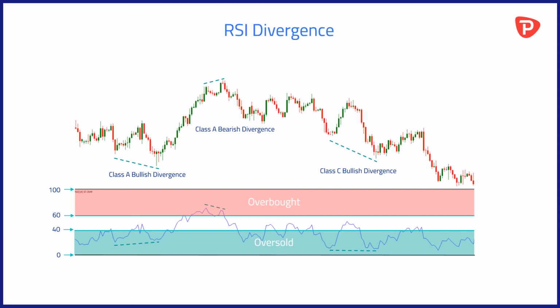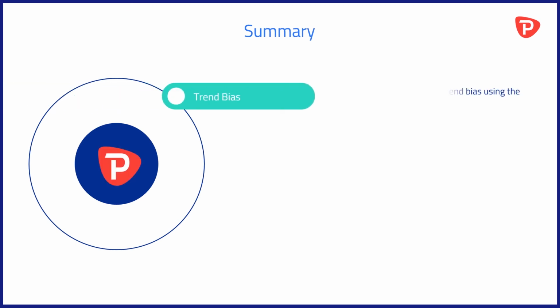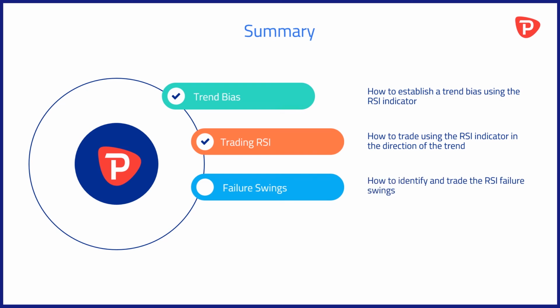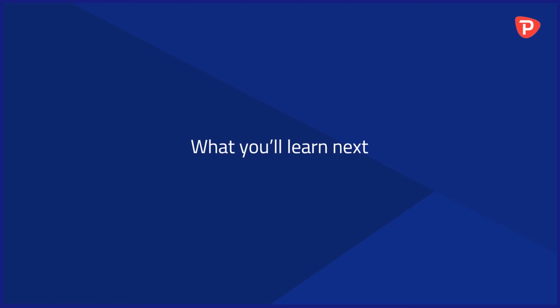In this lesson, we have learned how to establish a trend bias using RSI. We looked at how to trade RSI in the direction of the trend. We learned how to identify and trade RSI failure swings. And finally, we learned how to interpret and trade RSI divergence. This concludes section 4 of trading indicators. In the next section, I will explain how to interpret and use the Bollinger Bands indicator, one of the best market volatility indicators available to traders.